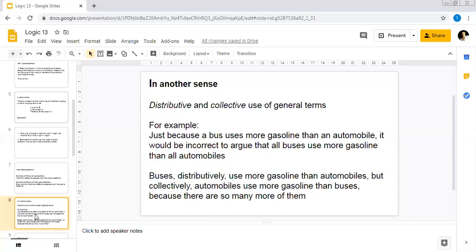When we say a bus uses more gas, petrol, diesel, whatever, than an automobile, we know that buses usually use more gasoline than automobiles. So it would be incorrect to argue that all buses use more gasoline than all automobiles. Why is that the case? Because buses distributively use more gasoline than automobiles. We know that one bus will obviously, in all likelihood, use more diesel or fuel than one car, but collectively we can't say that. Collectively we can't say it because there are much more automobiles than there are buses.